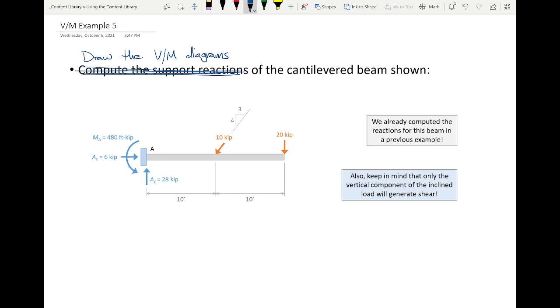If we had a member that was vertical, the vertical reactions wouldn't matter because they go through the axis. Does that make sense? Okay. So we have a vertical reaction and an inclined load. Interesting. See how we handle that.